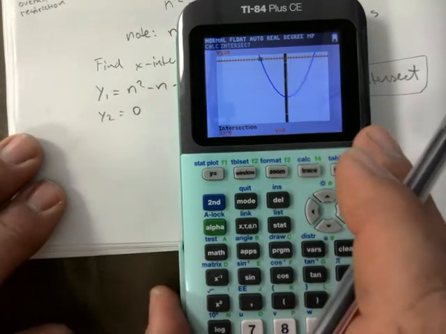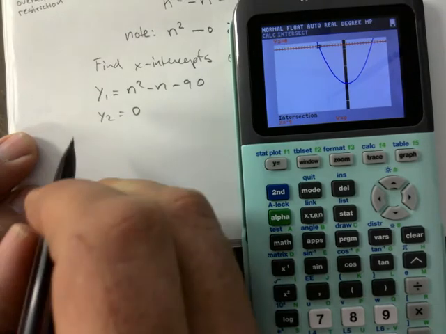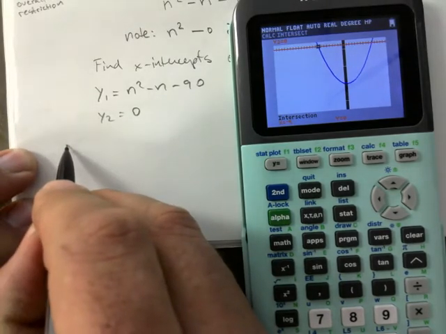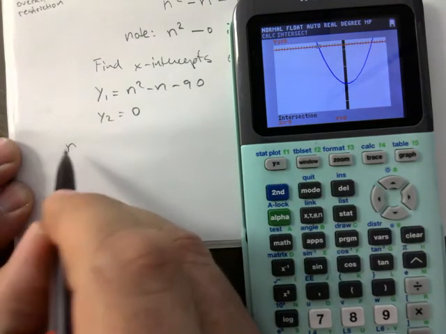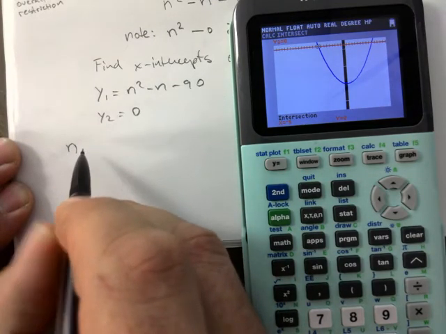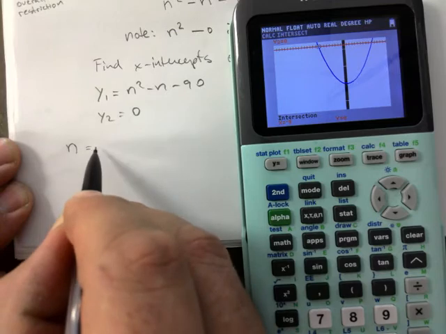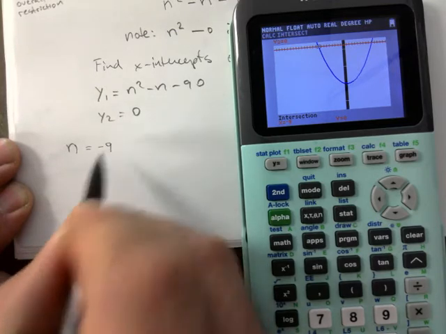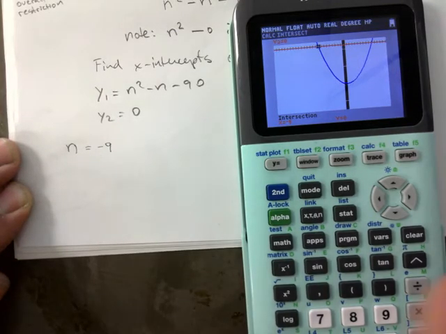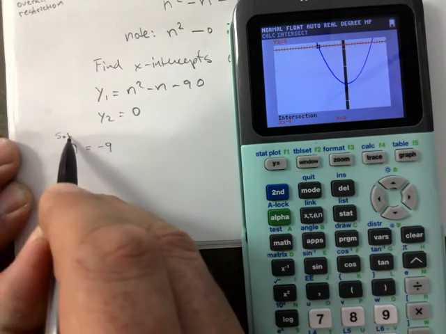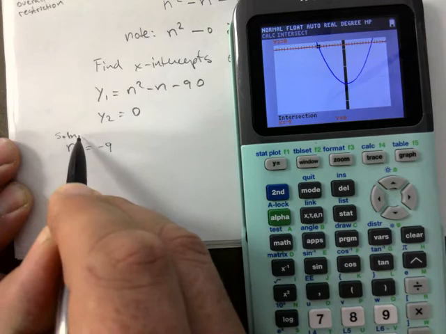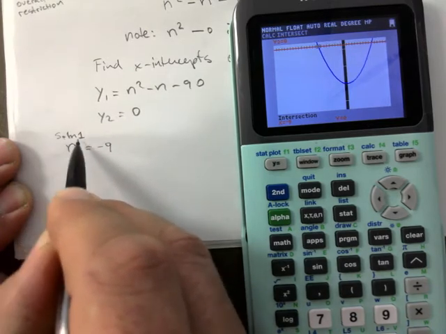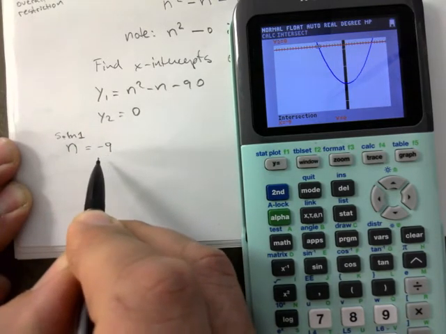So the first one, write it down. N is equal to -9. That's my first solution. Okay, that's solution number 1. Solution, SOLN, that's how I do it to shorten it. Solution number 1 is n is equal to -9.